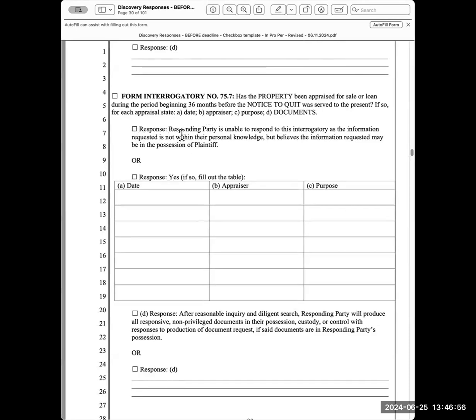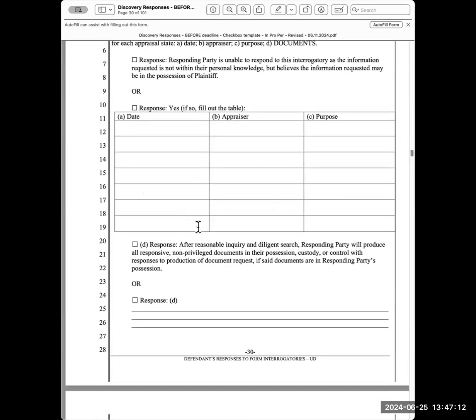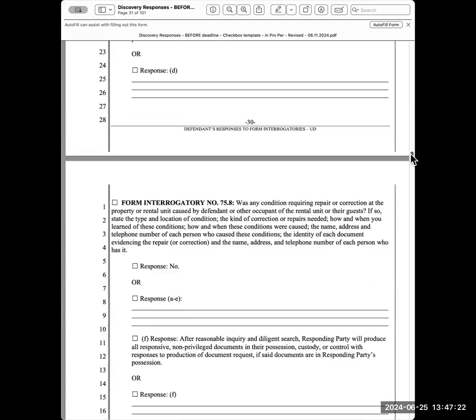And this isn't saying that it didn't happen, it's just saying you don't know, but the landlord, if it did happen, the landlord knows. If you do know specific information about any appraisal for sale or loan, you're going to put in the information you have here. And then any evidence you have of that here. If you have evidence of it, you include it in your trial binder in the exhibit section, check here. Otherwise, check here and put in your response.